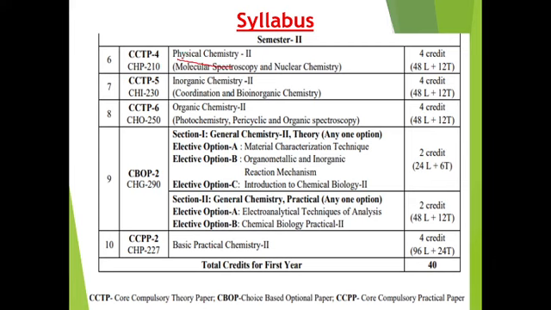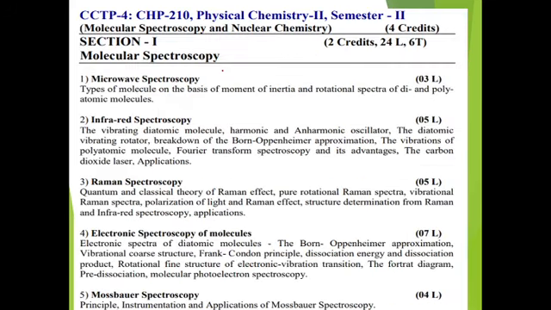This includes molecular spectroscopy and nuclear chemistry. The first section will be taught by me, and the second section, that is nuclear chemistry, will be taught by Jan Rao sir. Okay, so let's start our topic, that is molecular spectroscopy. This molecular spectroscopy is a 2 credit course. The total credit of this course is 4. In the first section, molecular spectroscopy has 2 credits.